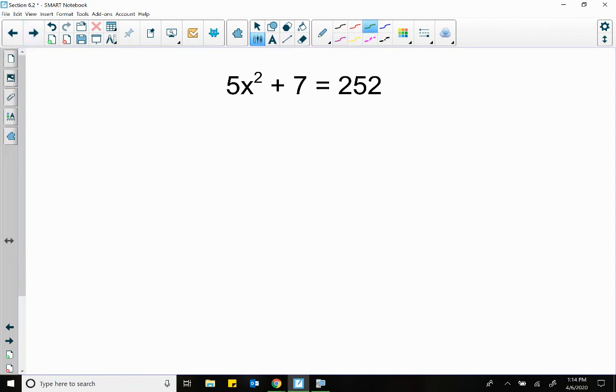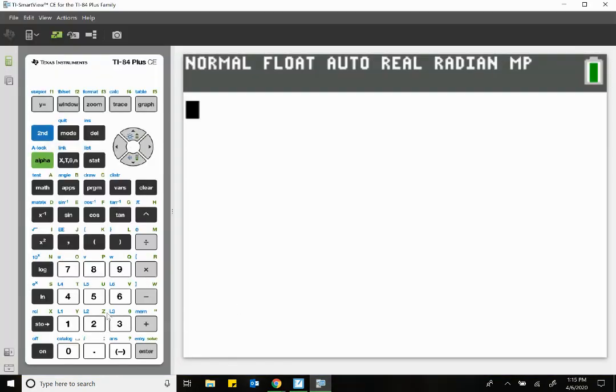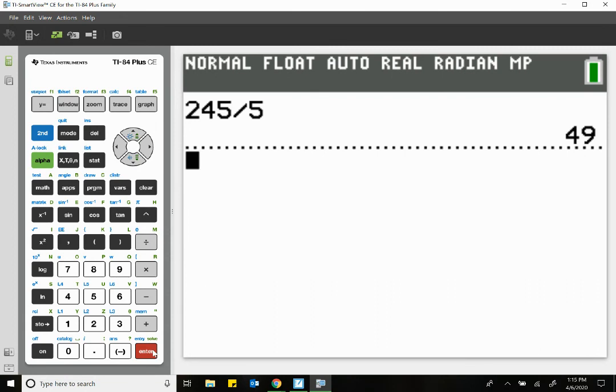Okay. So we got to get the x squared by itself. This was the only problem where I didn't have it by itself. So we got to move everything first. So we got to subtract 7. That will give me 5x squared equal to, I believe that is 245. Okay. And then we're going to divide by 5 because we still got to get that x squared by itself. X squared is equal to, well, 245 divided by 5. I don't do that in my head. 245 divided by 5 gives us 49.